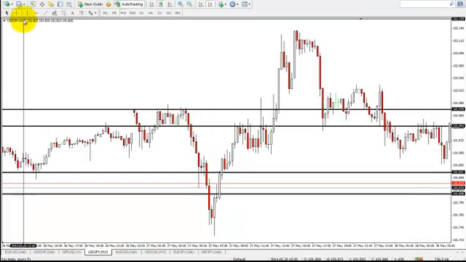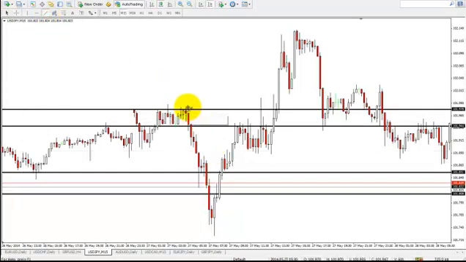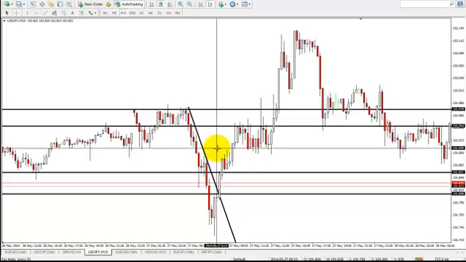I mean, if you want to be really aggressive, you could have a line like this acting as a trailing stop.